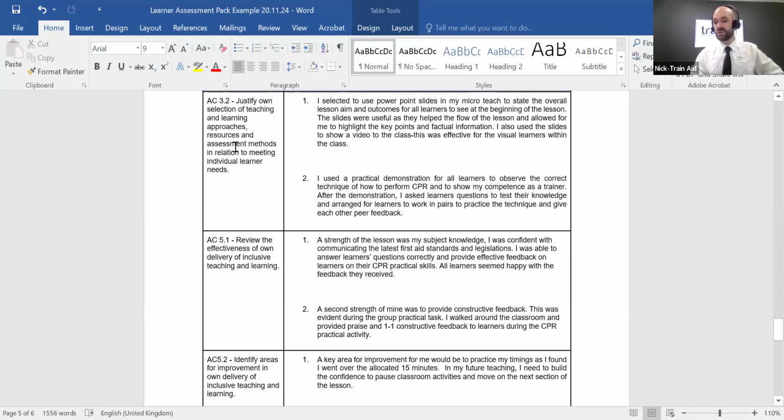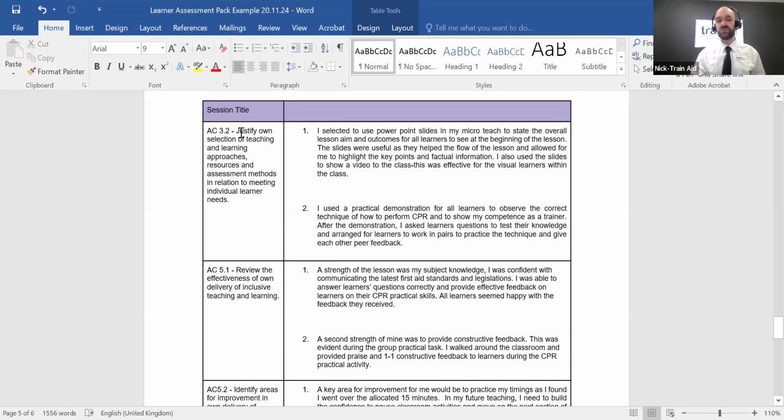So we have criteria 3.2, justify own selection of teaching and learning approaches, resources, and assessment methods in relation to meeting individual learner needs. So what does that mean? The key word here is to justify own selection of teaching and learning approaches. In other words, you have to tell us a bit about why you chose a minimum of 2 approaches, resources, or assessment methods. So it's all about the why. Why did you use that teaching approach, for example? And what we're looking for is 2 different approaches for you to reflect on.